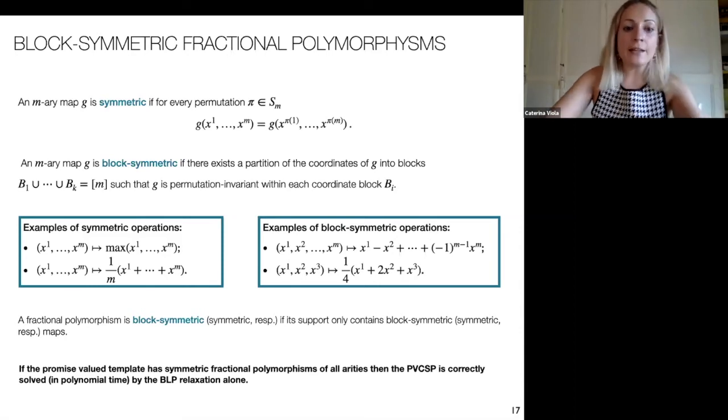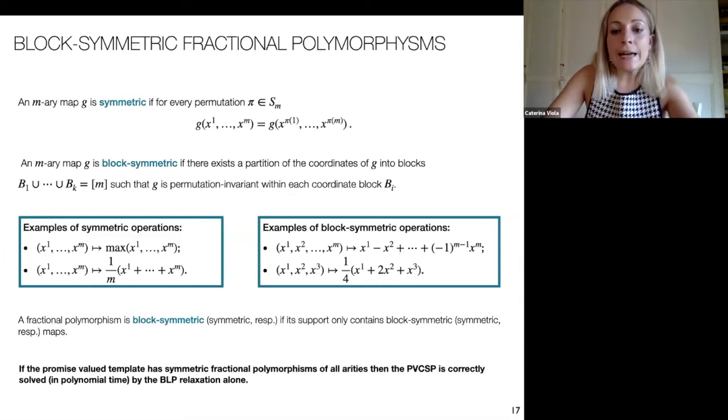I mentioned the fact that if the promised valued template has symmetric fractional polymorphisms of all arities, then the PVCSP is correctly solved in polynomial time by an application of the BLP relaxation alone.